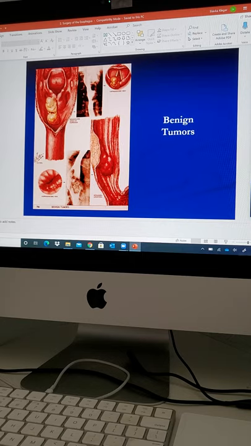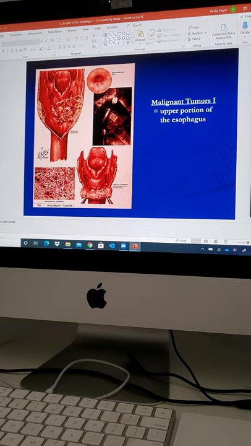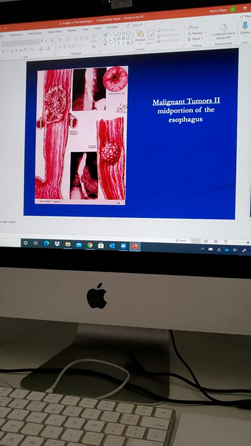Okay, benign tumors. I mentioned that benign tumors are rare, and most of what we see on the esophagus are malignant tumors. Okay, so that's completed. We have malignant tumors 1, 2, and 3. Number one would be the cervical, number two would be the thoracic, and number three would be in the lower portion, the abdominal esophagus.